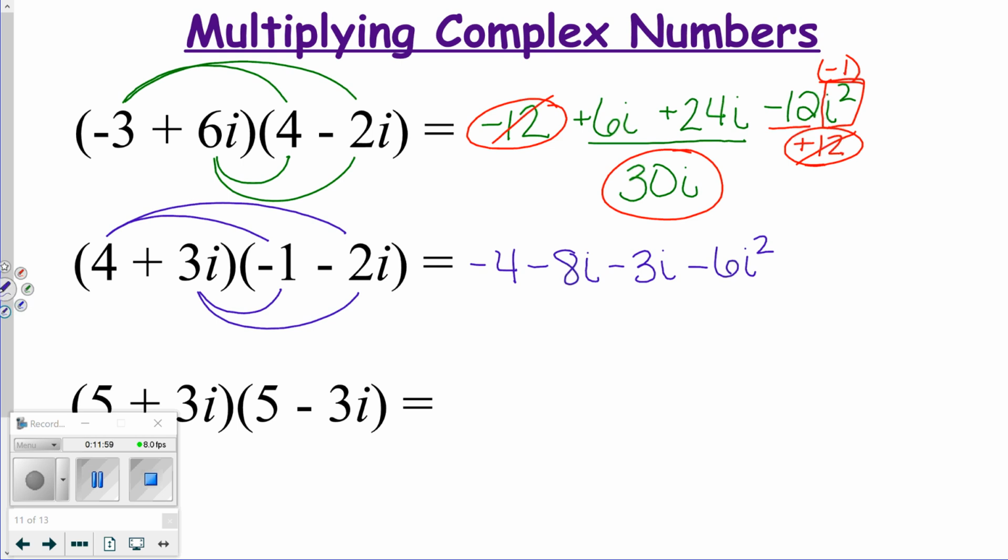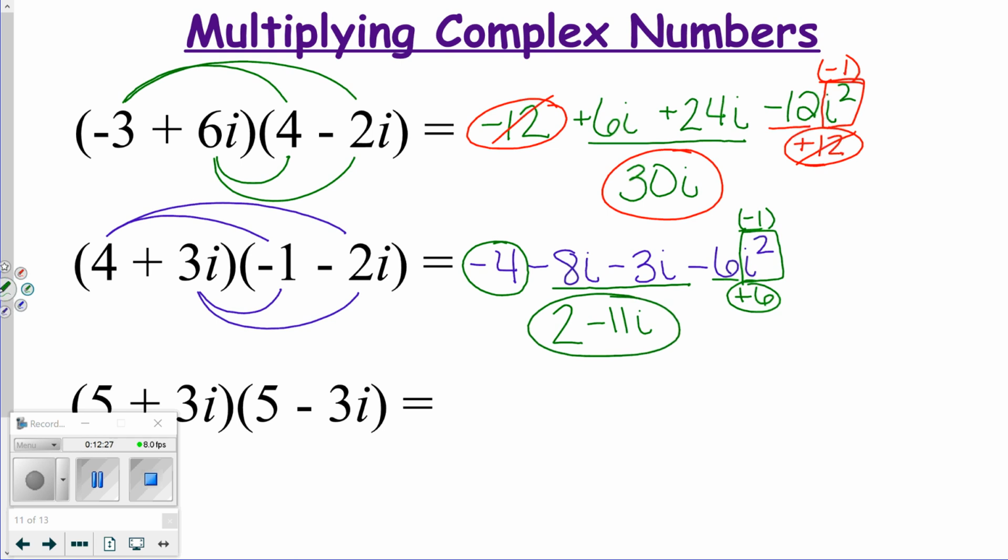All right, collecting our like terms then. We're looking at like terms in the middle. That would give me negative 11i. And then I recognize I have an i squared, which I know gets replaced with a negative 1. And negative 6 times negative 1 makes that a positive 6. So then I can put my like terms of negative 4 plus 6, which is 2. So I have 2 minus 11i.